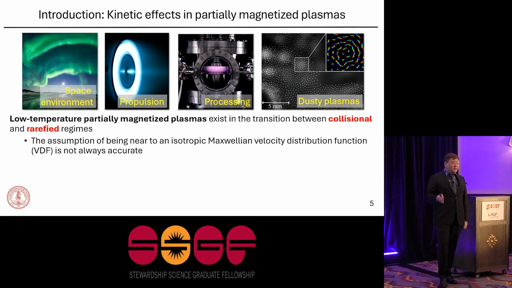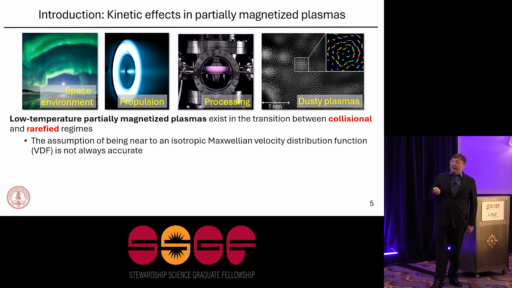So something in particular that's important to capture in these models is what is known as either kinetic effects or non-equilibrium effects. And that's because plasmas exist at the transition between the collisional and the rarefied regimes. So when the plasma is collisional enough, you can make a lot of assumptions about the distribution of the velocities of the particles in the plasma.